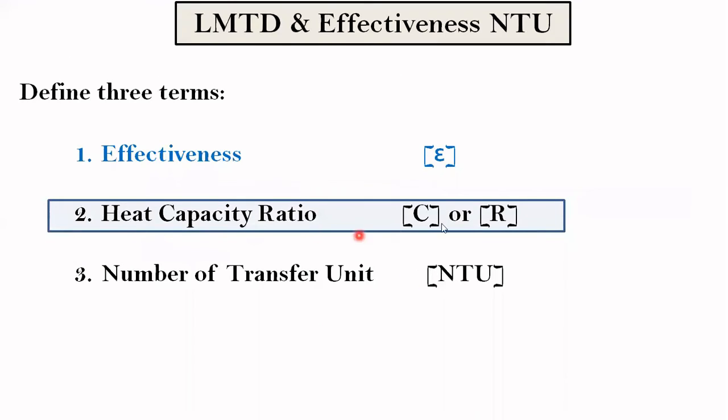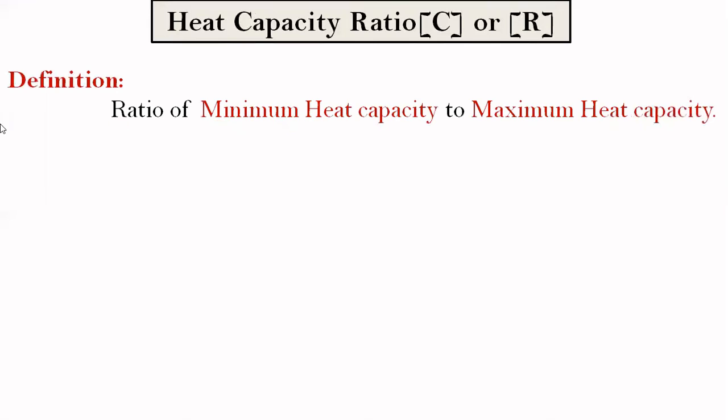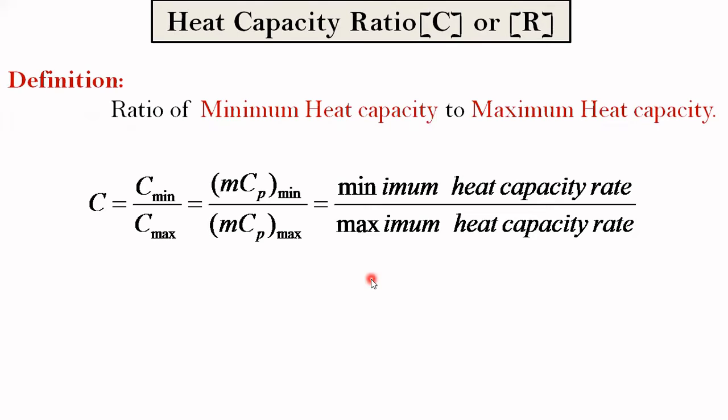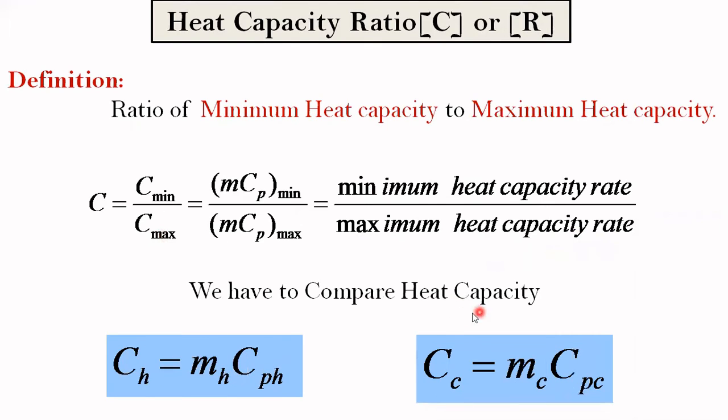Now we'll see what is heat capacity ratio. So it is the ratio of minimum heat capacity to maximum heat capacity. So C minimum by C maximum, minimum heat capacity rate divided by maximum heat capacity rate. So first we have to compare the heat capacity. So CH first we have to find out, that is MH into CPH, and MC into CPC, that is CC. So the product of mass flow rate into specific heat first we have to calculate, then we have to compare, and then accordingly we have to write down here.